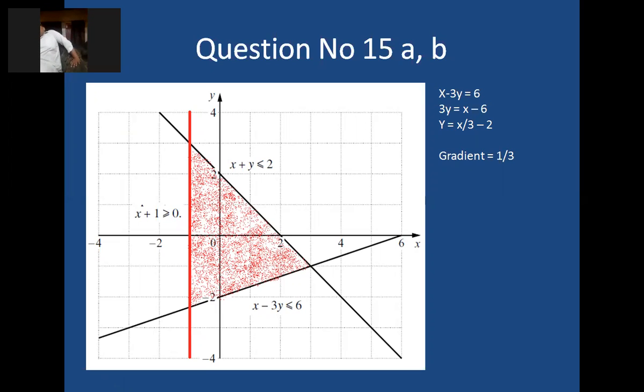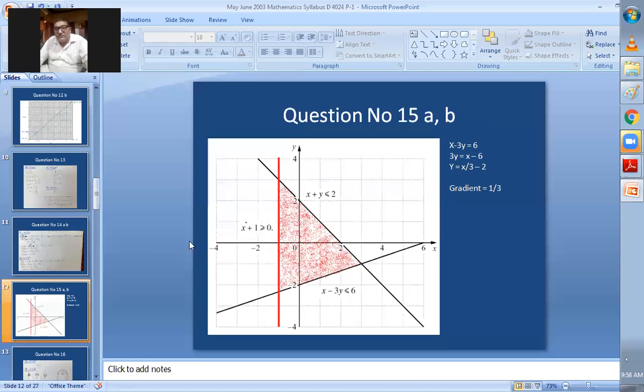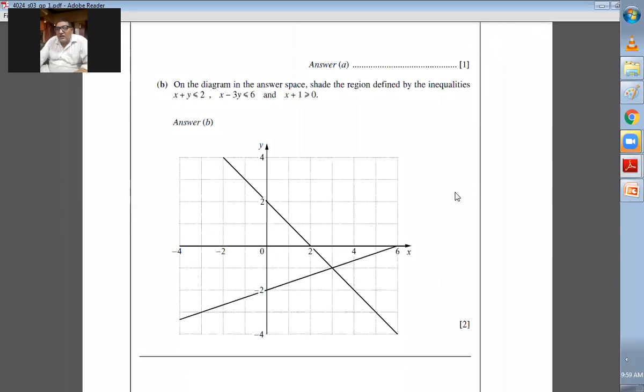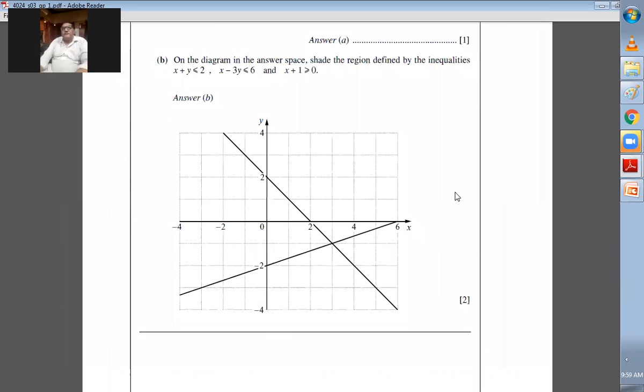So let's do the next part. Okay, second part. Here we go. On the diagram in the answer space, shade the region of this and this and this. Okay, so try to understand how I will do this.